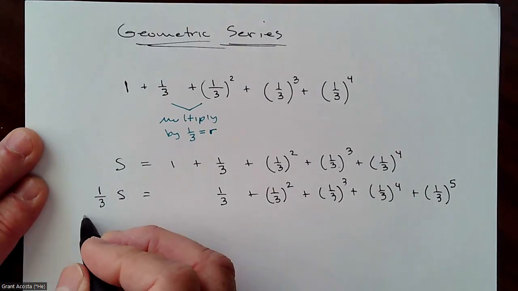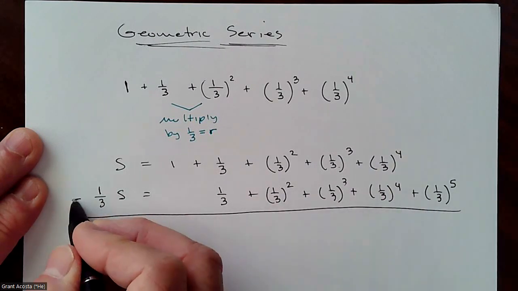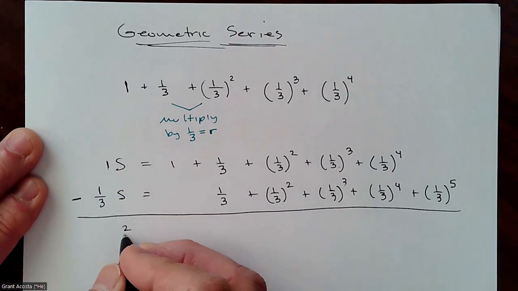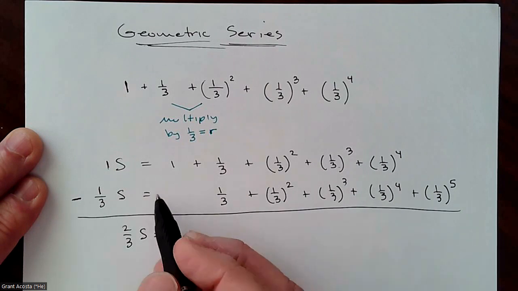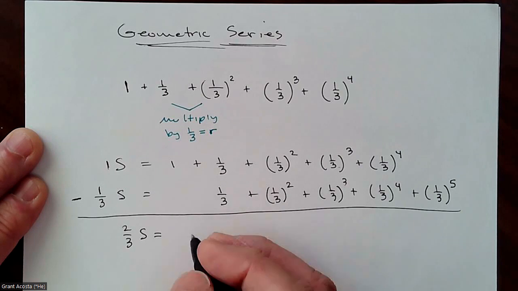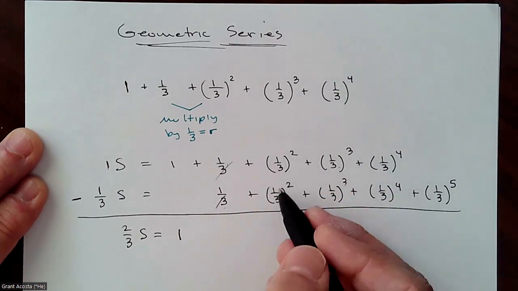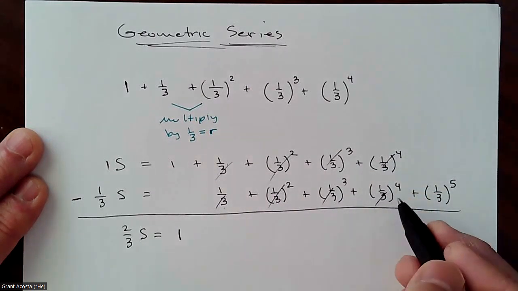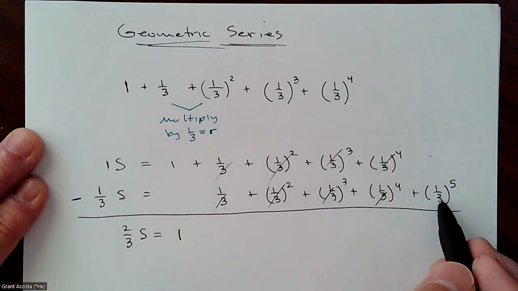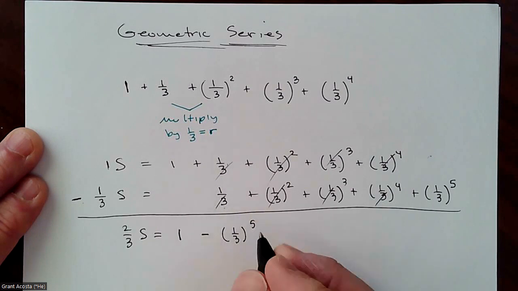And then the idea is if you take these two equations and subtract them, S minus 1/3 S is 2/3 times my sum. But notice what happens. If I'm subtracting this whole equation from this one, 1 minus 0 is 1, but all of these are going to cancel. 1/3 minus 1/3, this minus this, cancel, cancel, cancel, except this one. I have nothing minus 1/3 to the fifth. So it'd be negative 1/3 to the fifth.